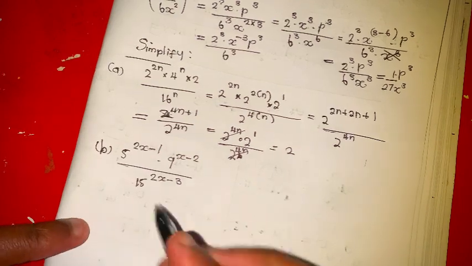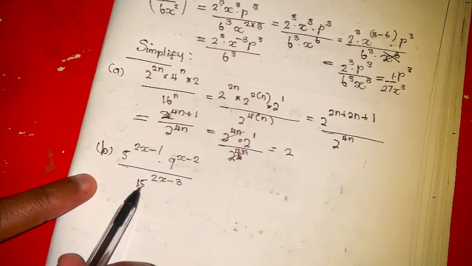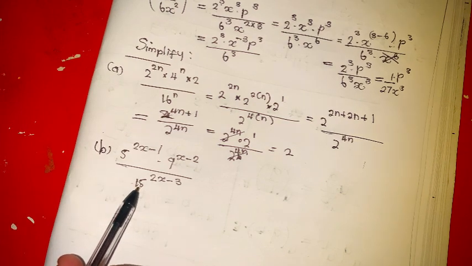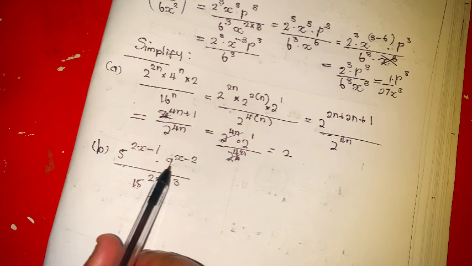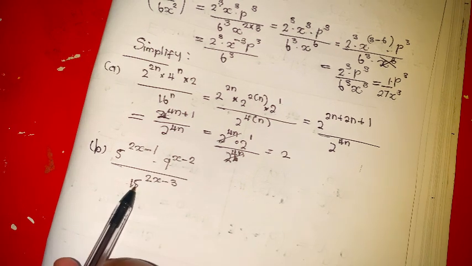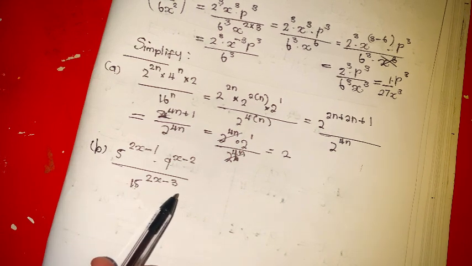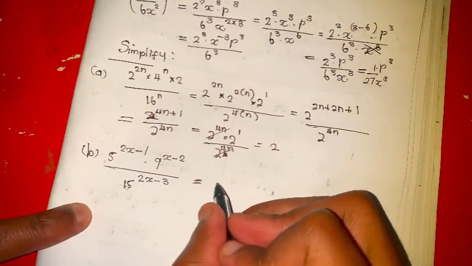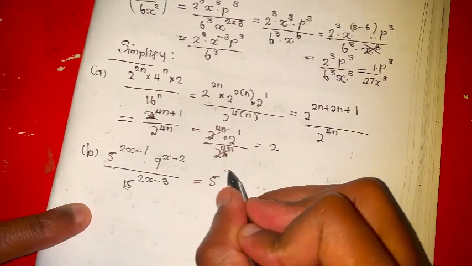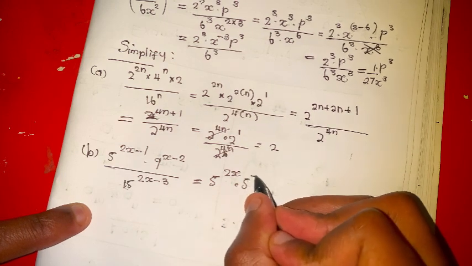On the other hand, you have 5, and you have 9, then you have 15. Looking at this, 9 can be written as 3 multiplied by 3, or 3 squared, and 15 can be written as 5 multiplied by 3. That will give you 15. So you express that as your smallest base that you can have. So you have 5 to the x multiplied by 5 to the negative 1.